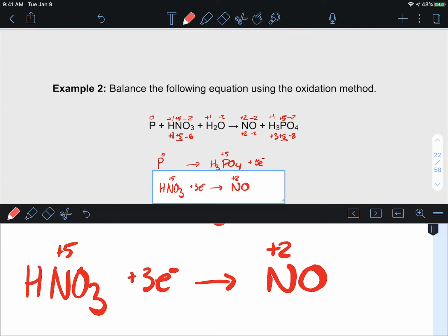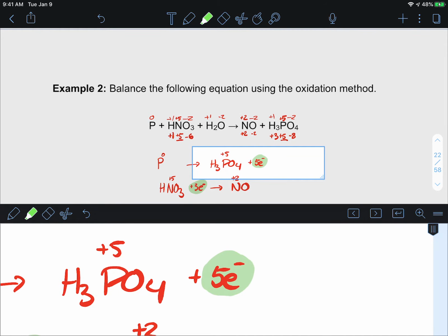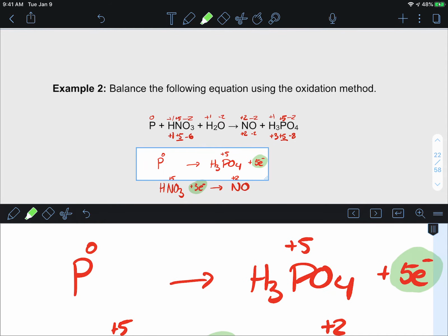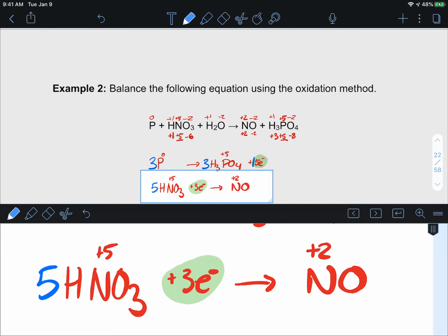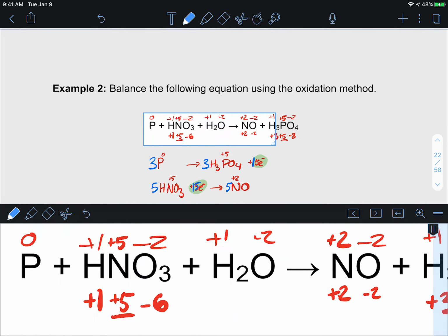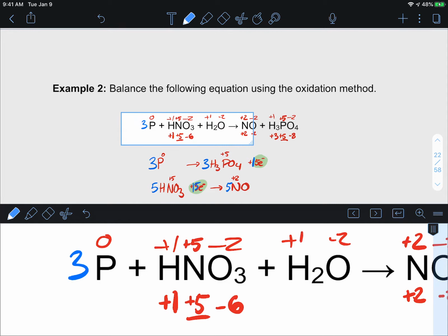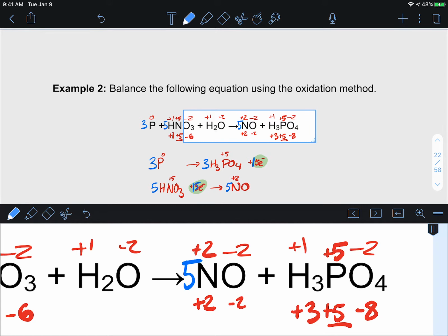Okay, so to balance them out, I'm going to try to balance out this value here first, right? So how can I make 5 and 3 equal? I'm going to multiply them by 3 on this side. So 3 times 5 gives me 15. And if I multiply by 5 for this one, I'm going to get 15 and 5. So there's my first numbers. That gives me a 3 in front. It gives me a 5 here, and a 5 and a 3.